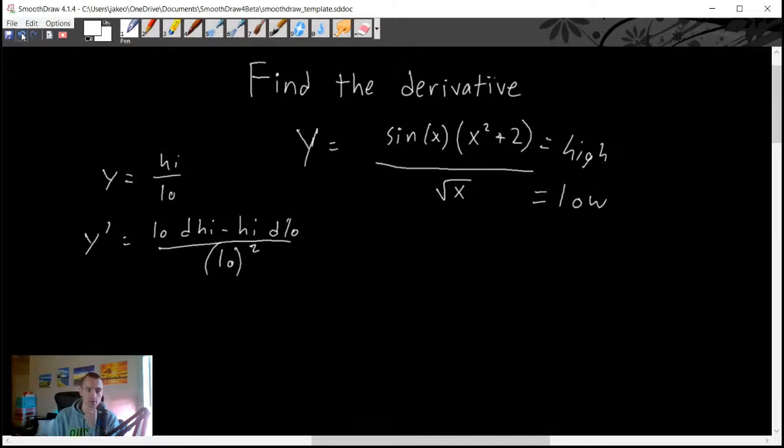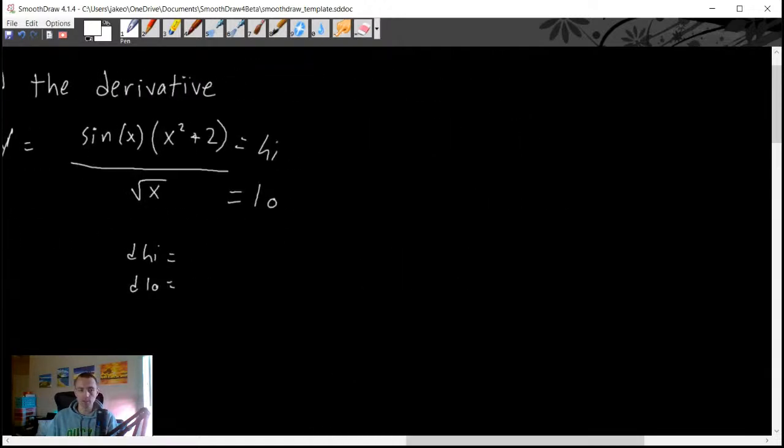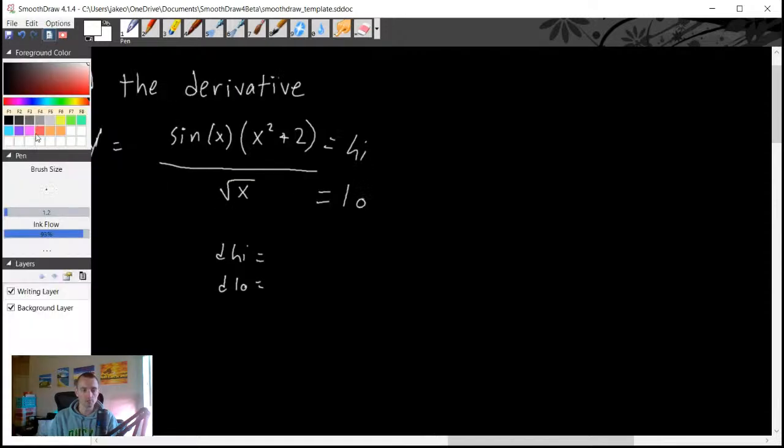Then we also need to think about what is the derivative of the high, so d high, and d low, the derivative of the low. Well, if we're trying to find the derivative of this top here, now we're going to have to use product rule, because product rule says now we're doing the derivative of this thing times this thing. So that's going to create, again, a separate sub problem for us to figure out. So let's go ahead and take that over here.